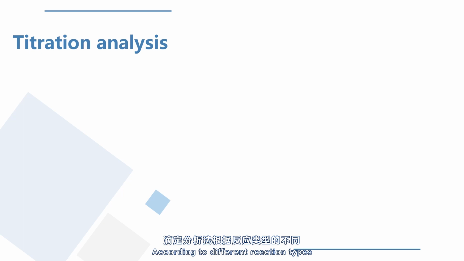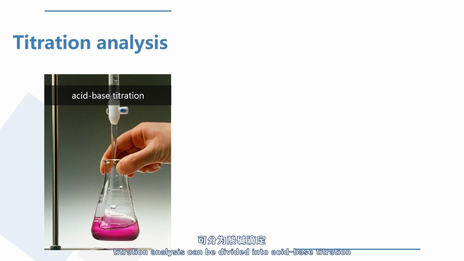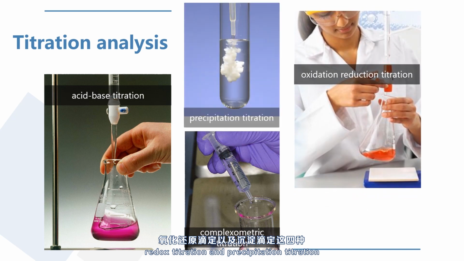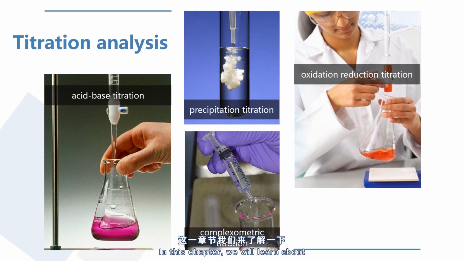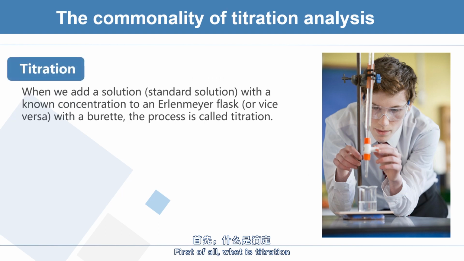According to different reaction types, titration analysis can be divided into acid-base titration, complexometric titration, redox titration, and precipitation titration. In this chapter, we will learn about the commonality of titration analysis. First of all, what is titration?